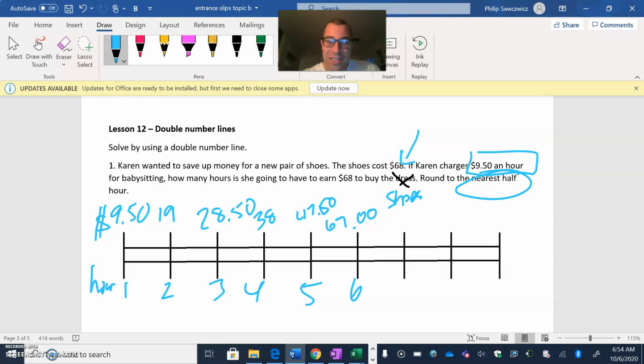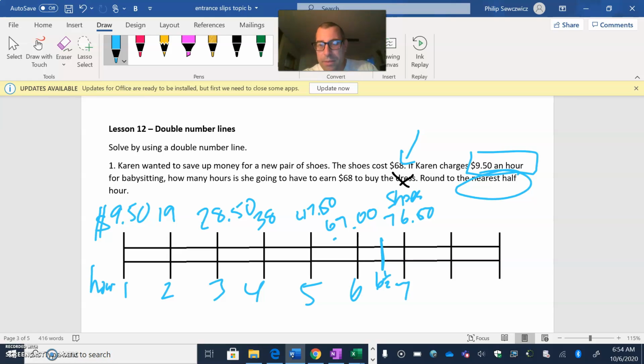No. So if I do go to my 7 hours, and I add on my $9.50, 6, carry the 1, $76.50. Okay, definitely enough now. But it's saying nearest half hour. So here's the thing. If I go in the middle here, this would be 6.5 hours.